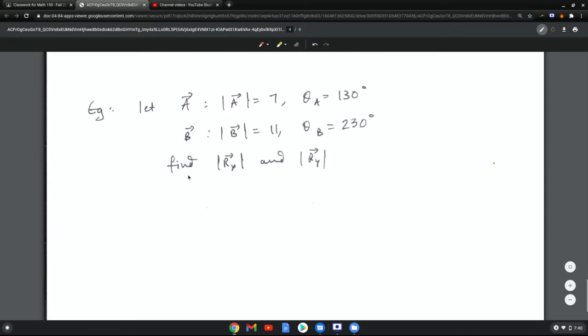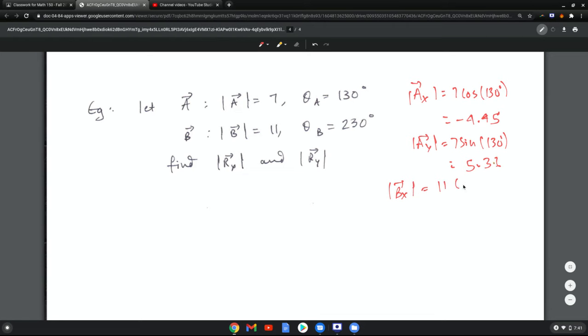Let's look at another example. In this case, Ax is going to be 7 cosine 130, which is negative 4.5. Ay is 7 sine 130, which is 5.36.